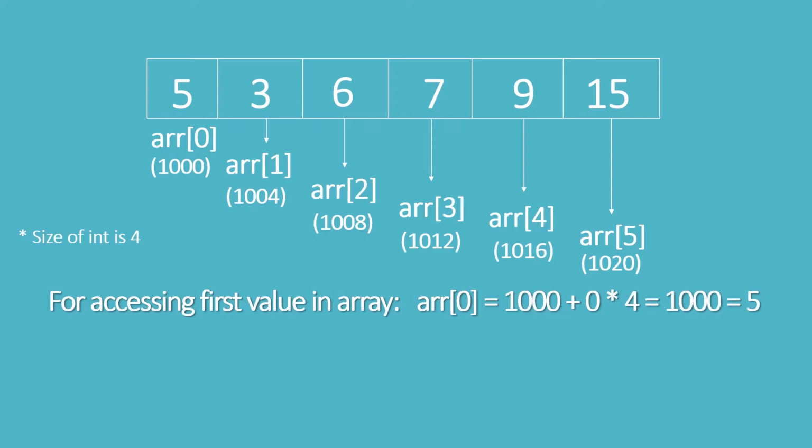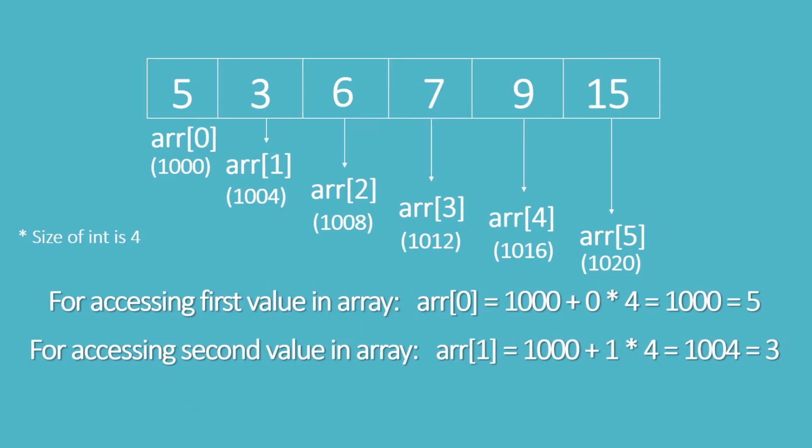If you are accessing array of 0, it is the same for array of 1, the second element in our array. So 1000 plus the index value 1, so 1 into the size of the integer, which is 4, so 4. Now we will be getting 1004. The value stored in 1004 is 3, so you will be getting the second element.